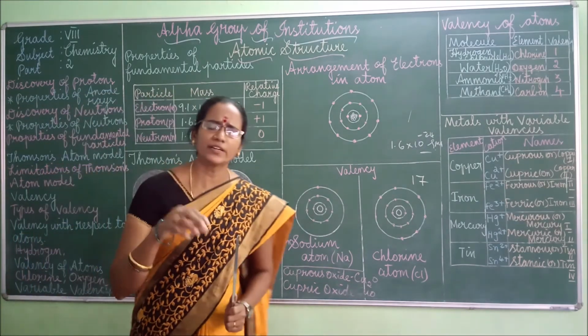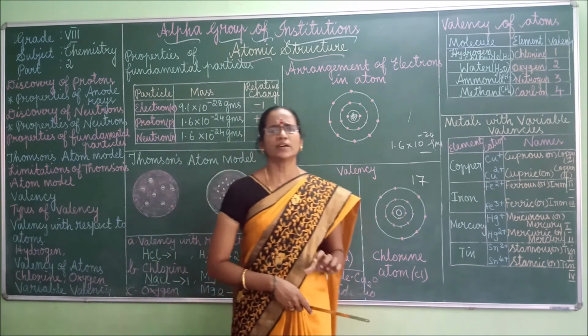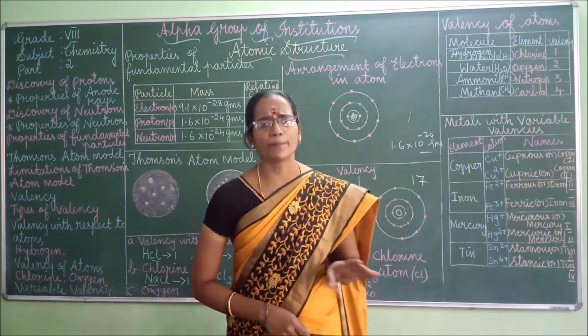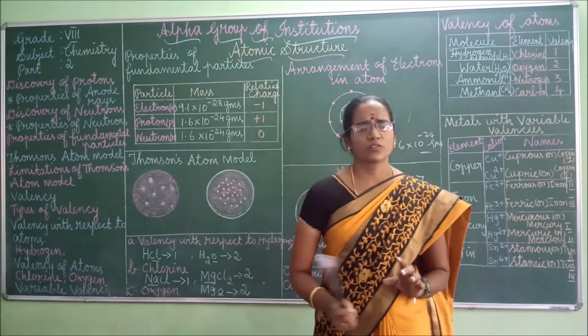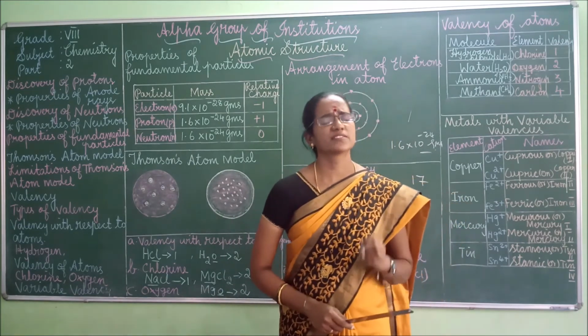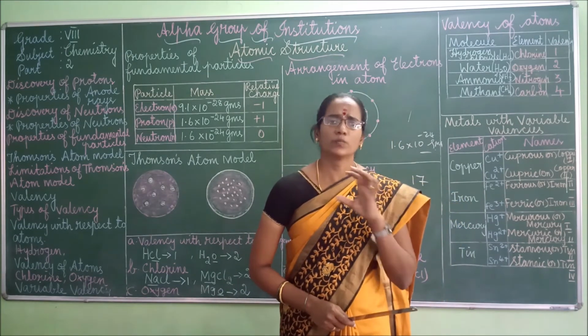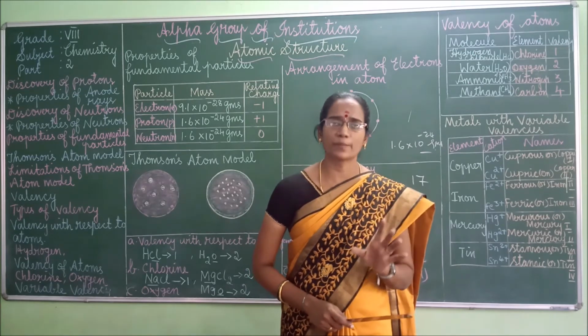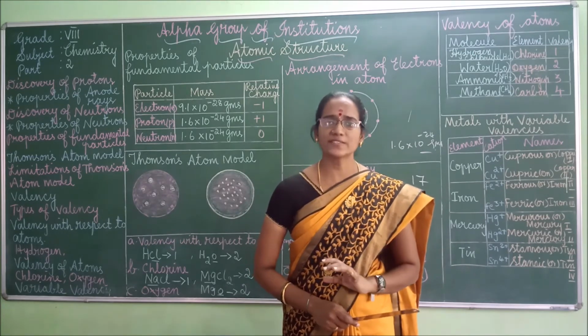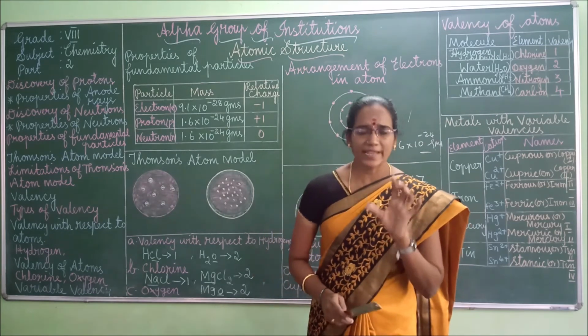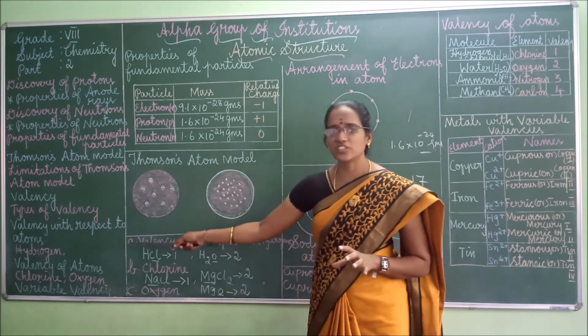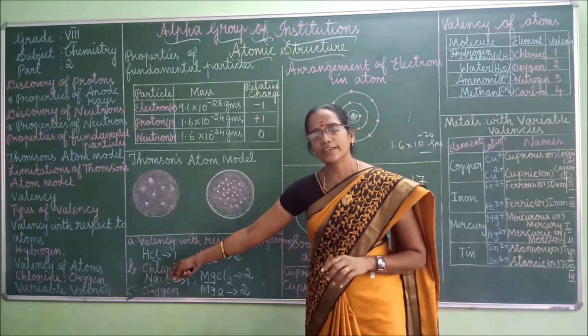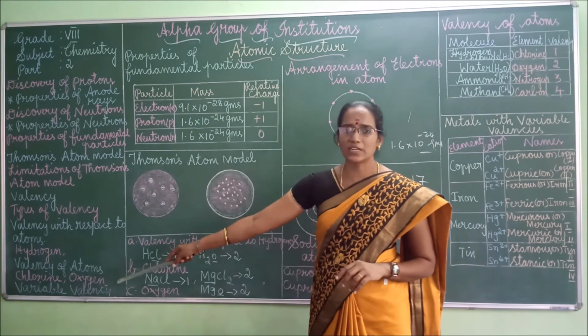Before that you should know that all the elements will not combine with the hydrogen. Some elements may combine with oxygen as well as chlorine. Most of the elements combine with oxygen as well as chlorine. That is, elements that will not combine with the hydrogen will get combined with oxygen as well as chlorine.